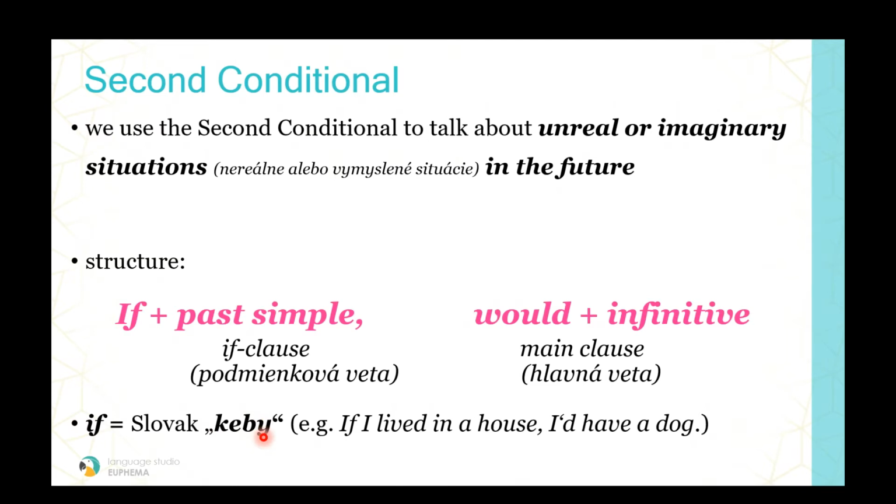An example sentence: if I lived in a house, I'd have a dog. It is imaginary because I do not live in a house. I live in an apartment. But I imagine that if I lived in a house, I would have a dog. If plus past simple in the if clause and would plus infinitive in the main clause. So I would have a dog, or I'd have a dog.